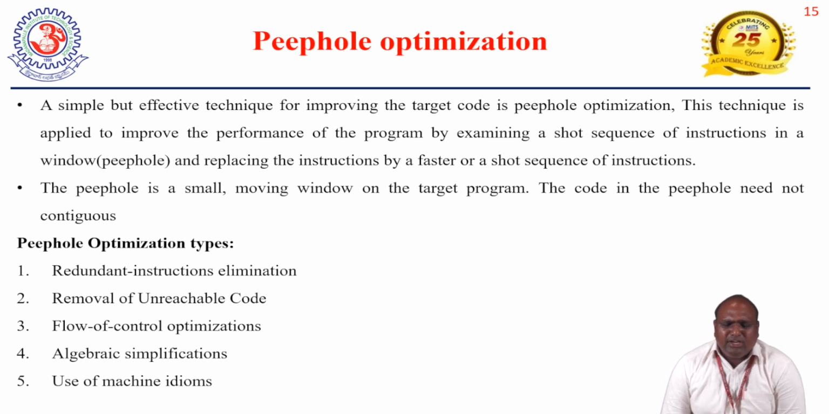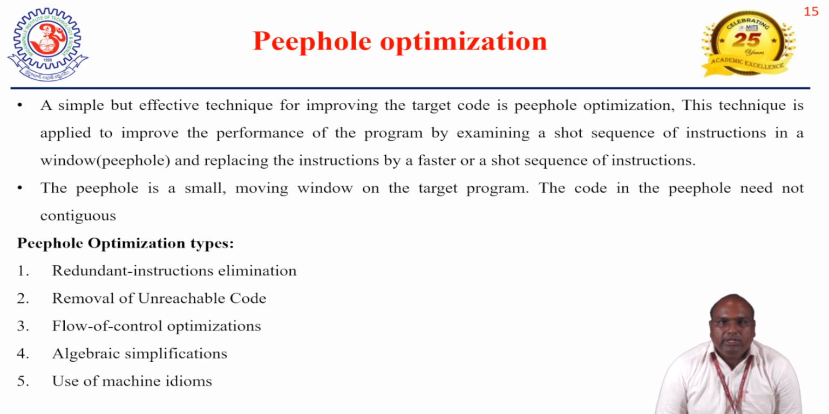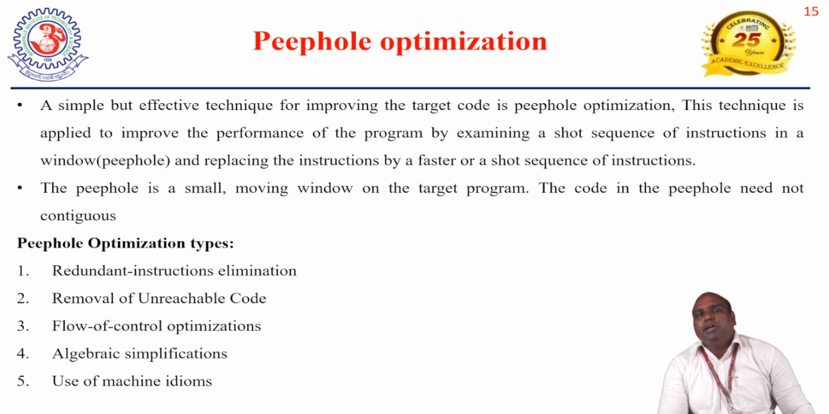Next, there are different types of peephole optimizations. Here I mentioned 5 peephole optimization techniques. Redundant instructions elimination. Next one, removal of unreachable code. Flow of control optimizations. Algebraic simplifications. Next, use of machine idioms. These are the 5 techniques that come under peephole optimization. I already told what is meant by peephole. Peephole is a small window, a small block in the source code.